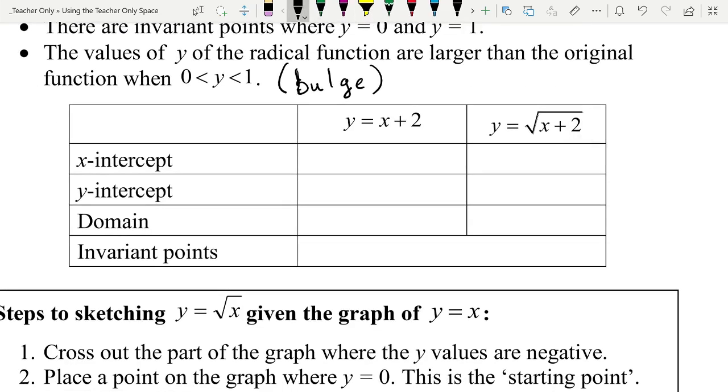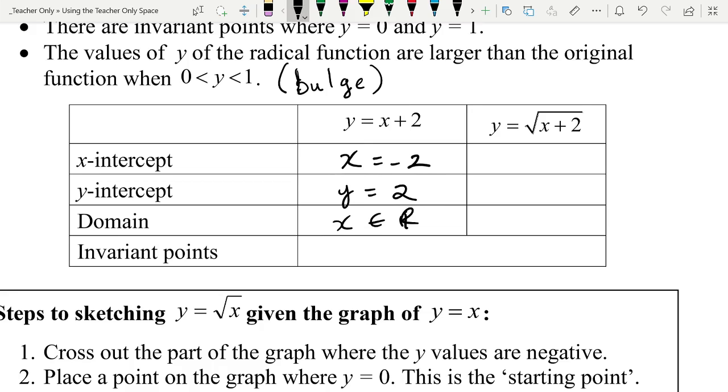All right, let's fill out this little chart. What's the x-intercept on my original graph? Well, it's -2. What's my y-intercept when x is 0? Y is 2. What's my domain? It's linear. X can be anything.